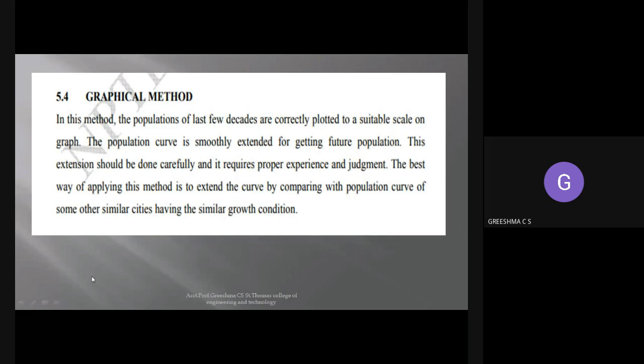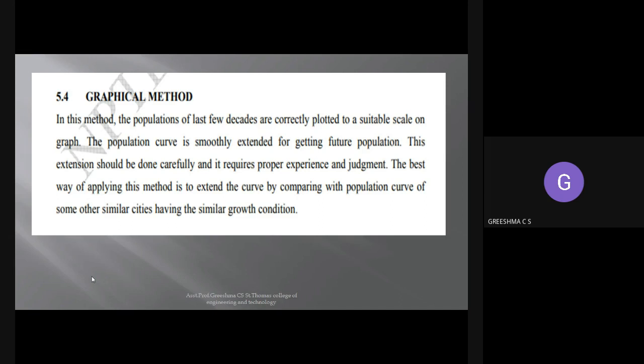So that's about the analytical method. Now we have completed all the analytical methods to calculate the population: arithmetic increase method, geometric increase method, incremental increase method, and the last one is decrease rate of population calculation. So 4 methods you have studied. Now coming to the next one, that is the graphical method.